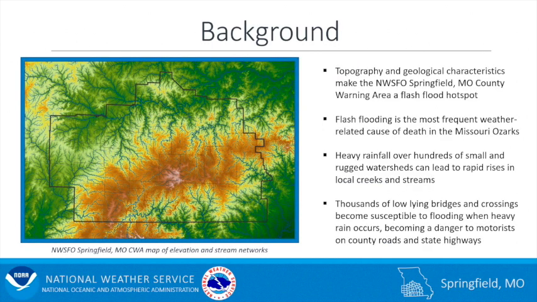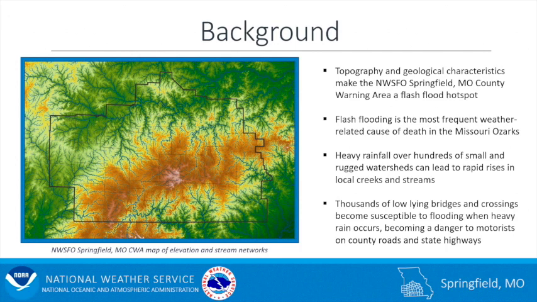The topography and the geological characteristics of the forecast office in Springfield, Missouri, their county warning area, really make this area a flash flood hotspot. Looking at this elevation map, most of the county warning area is located in the Missouri Ozarks, and also there's very little topsoil, so runoff is very heavy in this area, again, making this a flash flood hotspot.